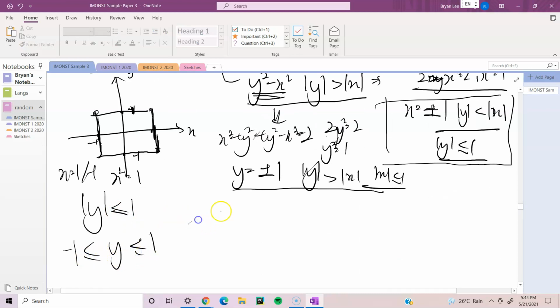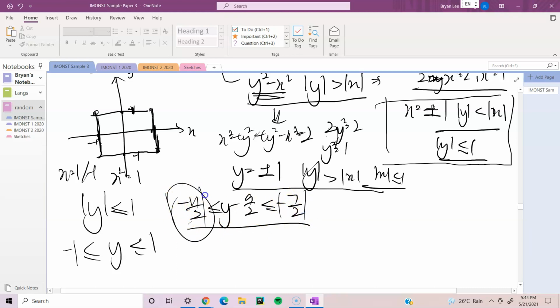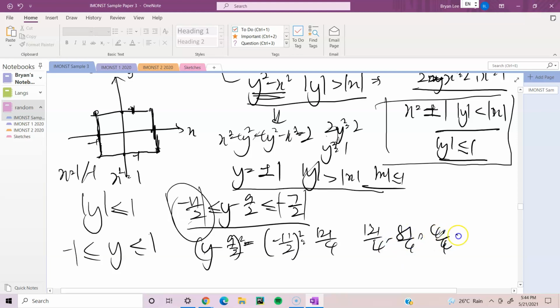And then since we want y minus 9 over 2, we would have y minus 9 over 2 is larger than or equal to -11 over 2, and then it is smaller than or equal to -7 over 2. But if you put in absolute values, this one is actually bigger. So we want our (y minus 9 over 2) squared to actually be (-11 over 2) squared, which is 121 over 4. Now 121 over 4 minus 81 over 4 is 40 over 4, which is 10.